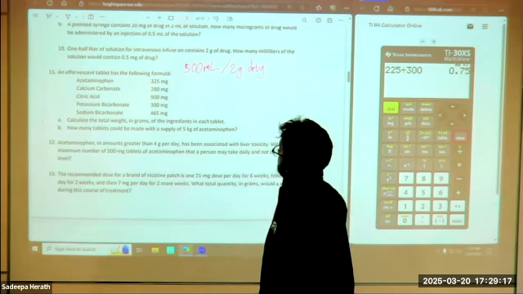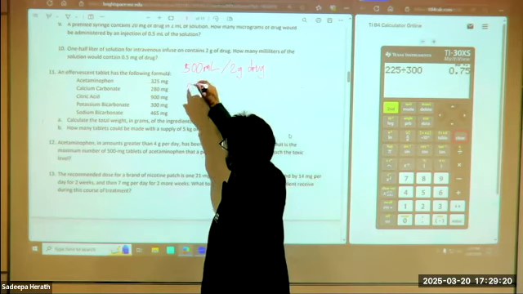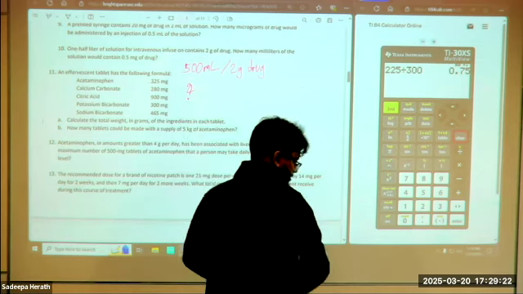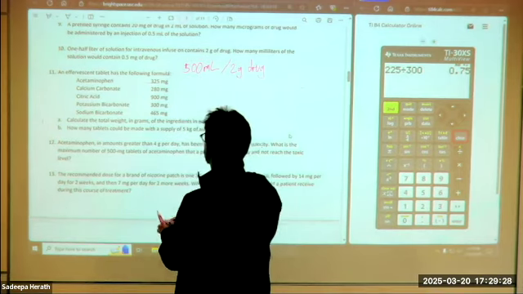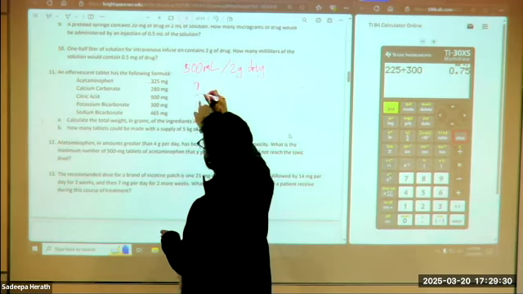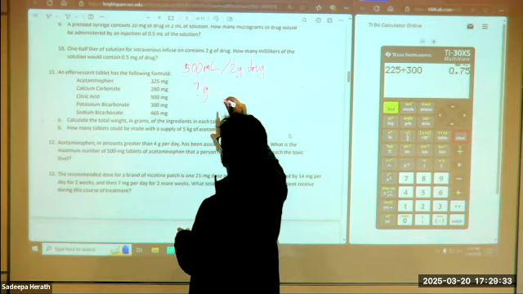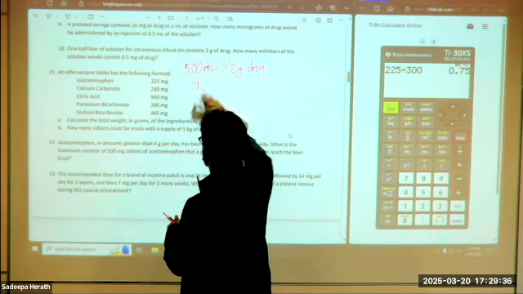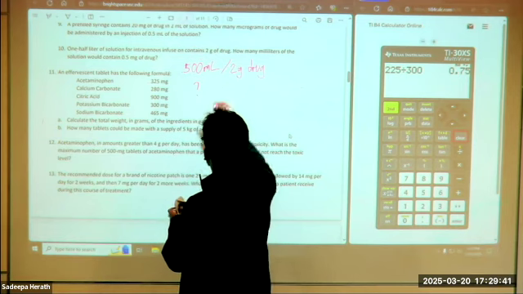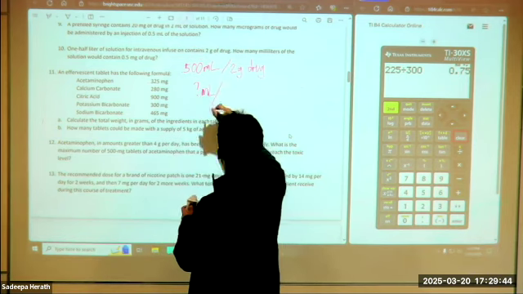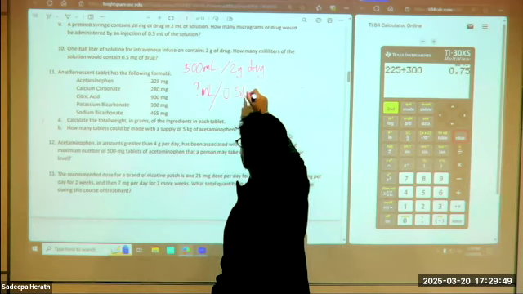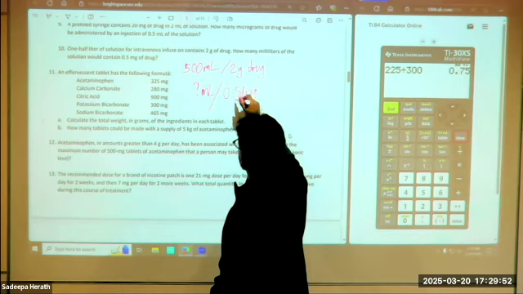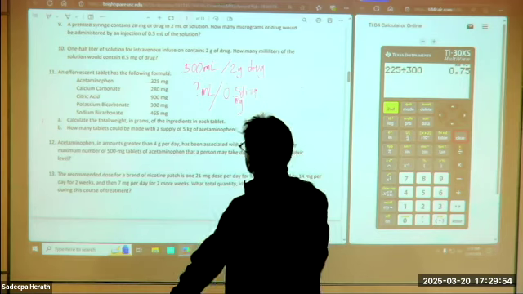What are they asking for? Let me write that right out for you guys. They're asking for how many milliliters of the solution is needed for 0.5 milligrams of the drug.